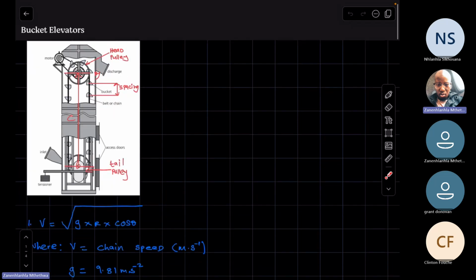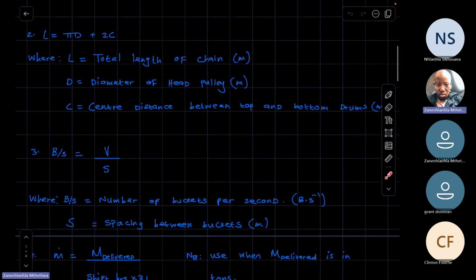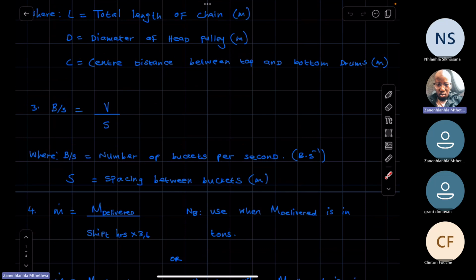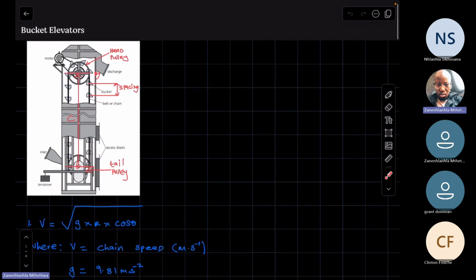That refers to the number of buckets that pass through the discharge point per second. So B per S is essentially the number of buckets that pass through the discharge point per second. To get that, you simply use the speed of the chain and divide that by the spacing, being the distance between each of the buckets. The spacing is essentially the same throughout.